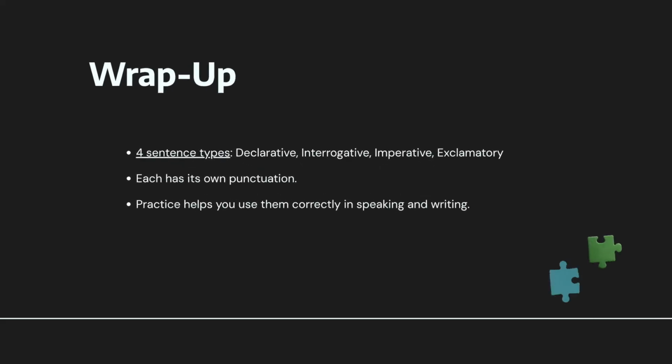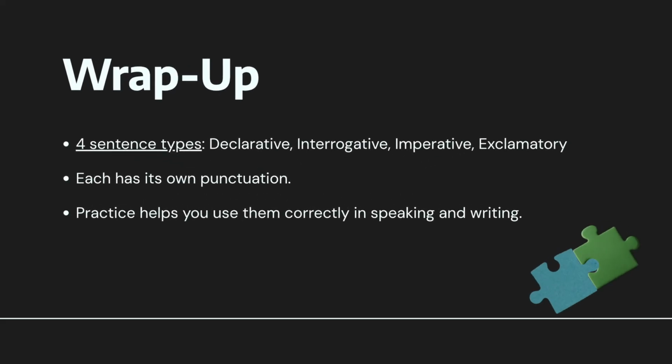To wrap up, there are 4 types of sentences: declarative, interrogative, imperative, and exclamatory. Each has its own punctuation. Practice helps you use them correctly in speaking and writing.